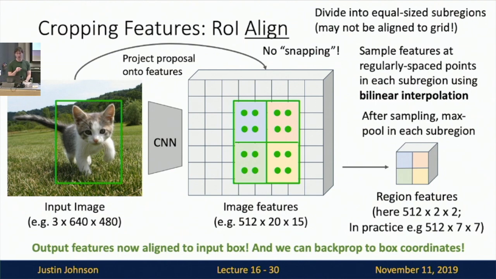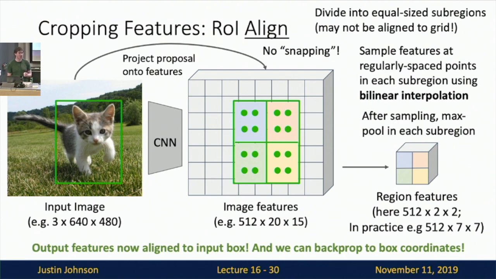And then once we've computed a feature vector for each of these green sampled points, this gives us an equal number of feature vectors for each of our subregions. So now we can do max pooling on the sampled green points within each subregion to give one final feature vector for each of these subregions that we can then propagate forward into the rest of the network.